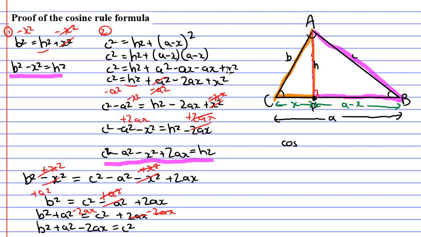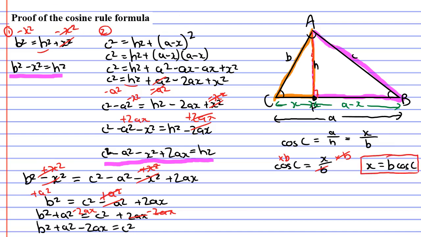Next thing I want to do is find cos of C. And whenever you do cos, it's always adjacent over hypotenuse. If we look at our C angle, our adjacent is X and our hypotenuse is B. So cos C equals X over B. And if I multiply by B on both sides, I'm now left with X equals B cos C. And this is a key part of our formula. We're actually going to substitute our X into the formula on my bottom left.